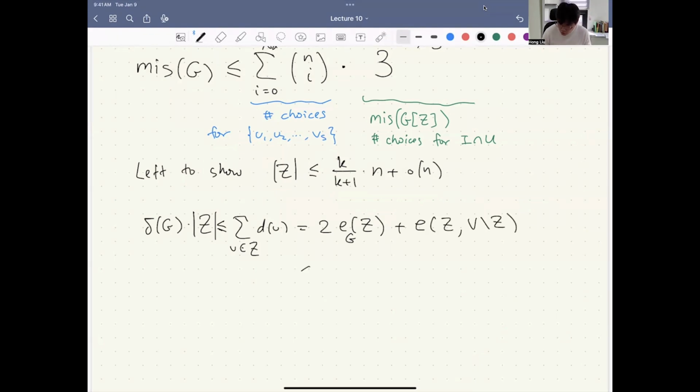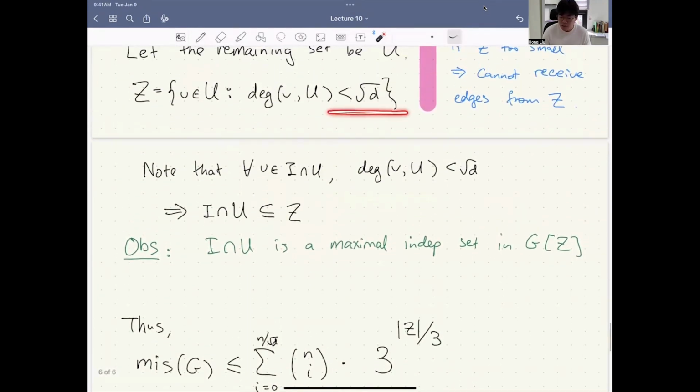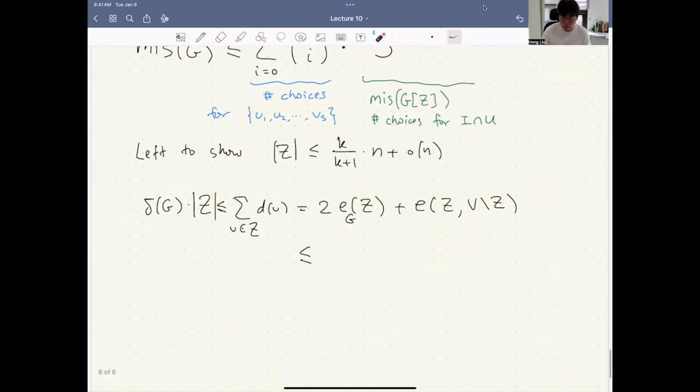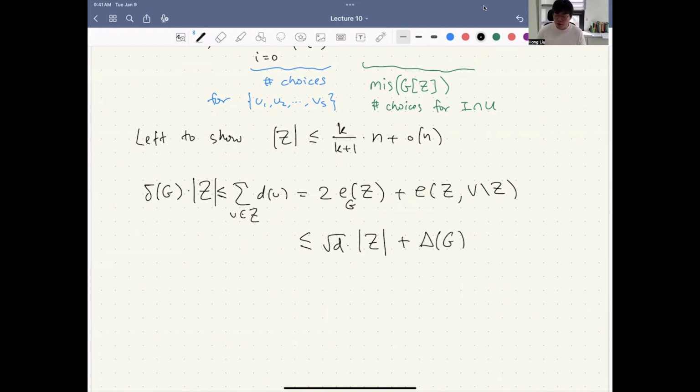Now, what do we know about this? Well, in Z, these are the vertices which, by definition, have degree less than square root D. So in total, this is the degree sum of Z in U. It's at most square root D times Z. Every such vertex has degree strictly less than square root D in Z. Plus now the edge boundary: every vertex sends, and can receive, at most the maximum degree in the complement.